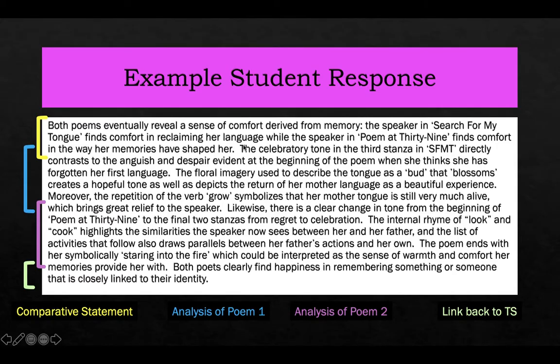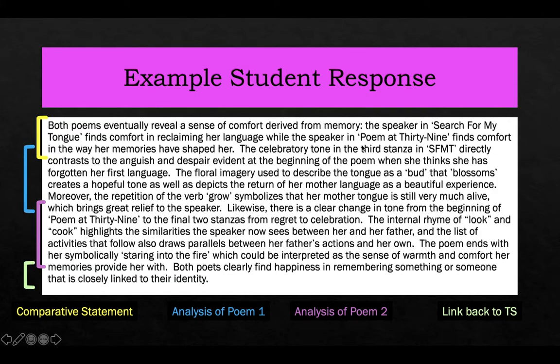Now, what you'll notice is I'm just going to focus on the analysis of poem 1, so my analysis isn't confused. Okay, so I'm just now focusing on poem 1. The celebratory tone in the third stanza in Search for My Tongue directly contrasts to the anguish and despair evident at the beginning of the poem when she thinks she has forgotten her first language. The floral imagery used to describe the tongue as a bud that blossoms creates a hopeful tone, as well as depicts the return of her mother tongue as a beautiful experience. So the analysis is focused on how she has found comfort.